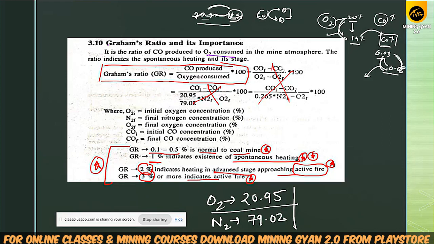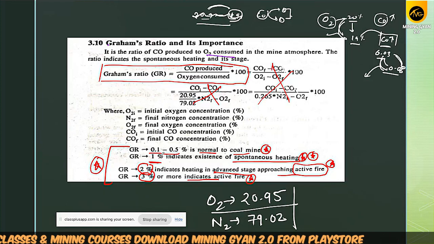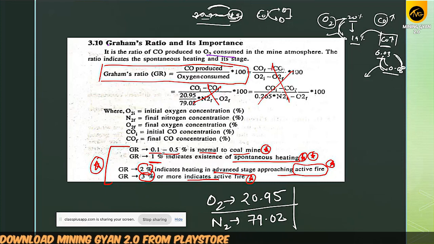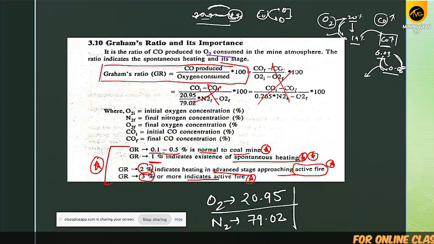I also told you that the gram ratio range is 0.1 to 0.5%, and normally in coal mines you will find this range, 0.1 to 0.5%. But if the gram ratio is showing 1, then it is the indication of spontaneous heating. If the gram ratio percentage increases up to 2%, that means the chances of active fire have increased, the advanced stage of approaching active fire. If you are getting 3%, this is the indication of active fire.